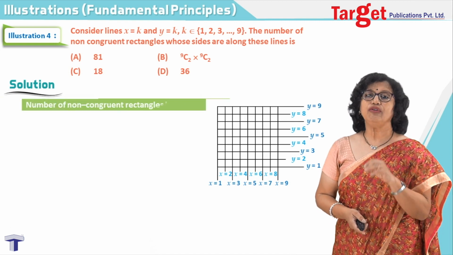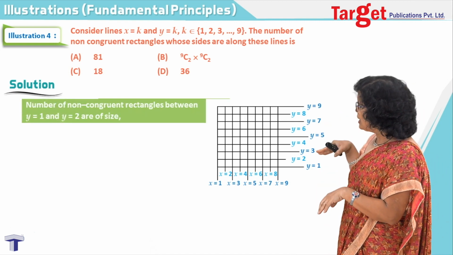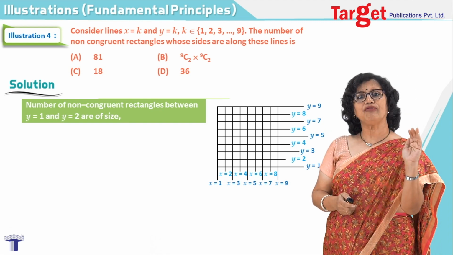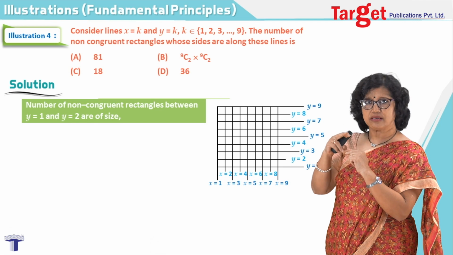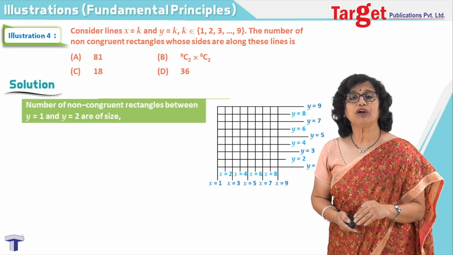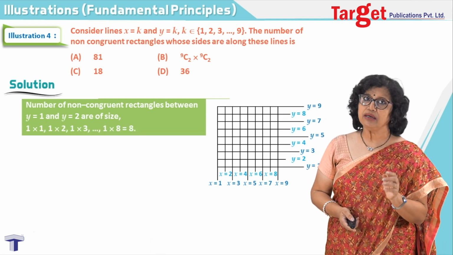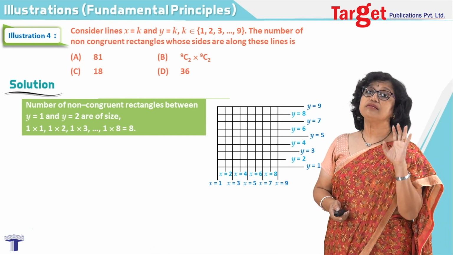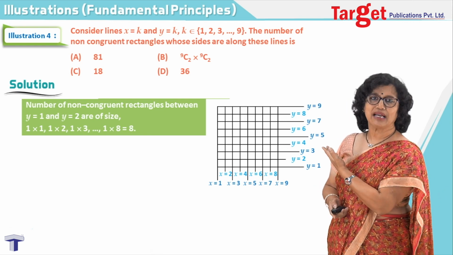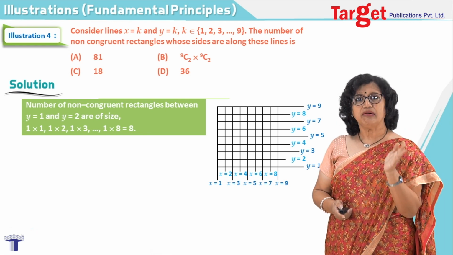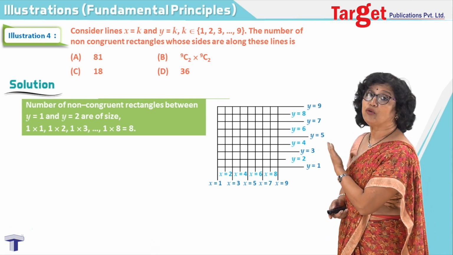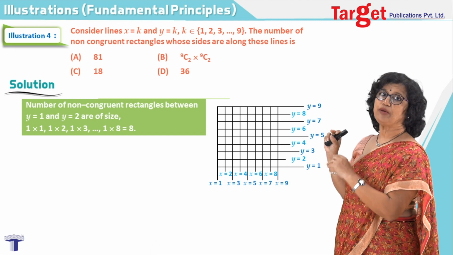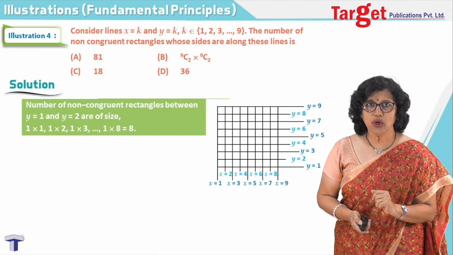What we do is, we go for the rectangles which are between y equal to 1 and y equal to 2. Think of different lengths now. The width is fixed between y equal to 1 and y equal to 2. So what type of rectangles are you expecting? One could be of size 1 by 1, meaning length and breadth both 1. Then breadth still 1 and length 2, something like that we can have. So 1 by 1, 1 by 2, 1 by 3, like that up to 1 by 8. So 8 rectangles could be horizontally placed between y equal to 1 and y equal to 2.